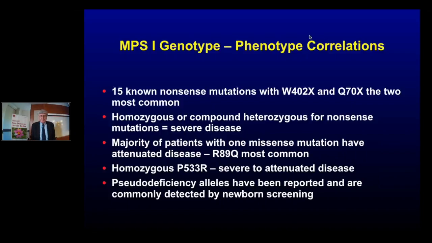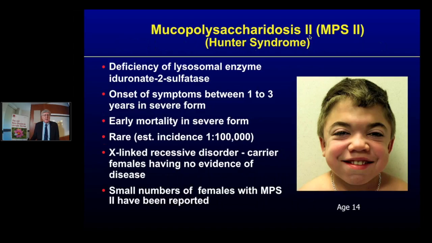So switching now to MPS II, deficiency of iduronate 2-sulfatase, also called Hunter syndrome. In this case, the mild form of the disease did not get identified until after the biochemistry came along, and so we don't have a different name for the attenuated form of Hunter syndrome. Patients with the severe form of Hunter syndrome typically get diagnosed between 1 and 3 years of age, a little later than the severe MPS I or Hurler patients. They'll die very prematurely, typically untreated in their teenage years, of overwhelming neurologic disease, superimposed cardiac and airway disease.